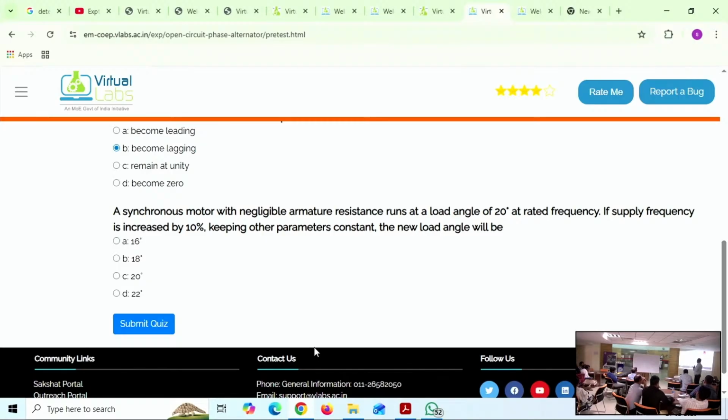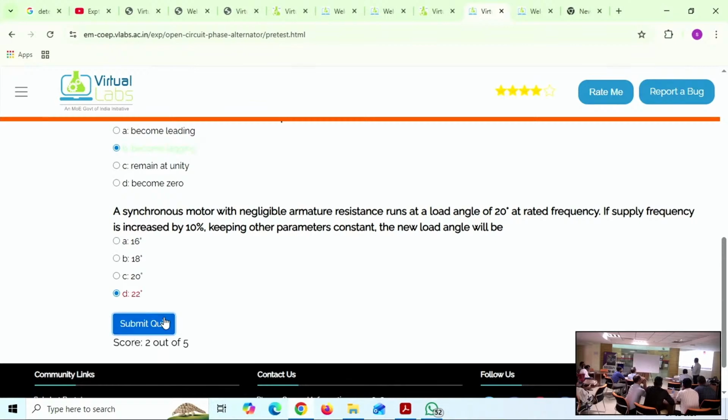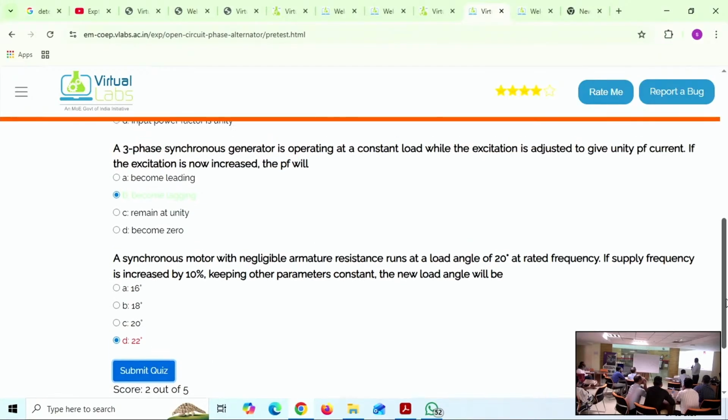Click 22. So far in our discussion, we have given almost right answers. Confidently. Can we submit? Lock it. Submit. Next. No, from the first.